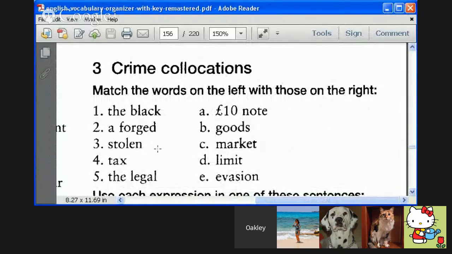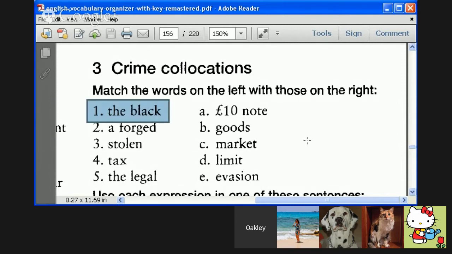Good one. Funny. Okay, crime collocations. Words that go together very commonly. Maybe we'll talk about them as we go along. Monica, number one.